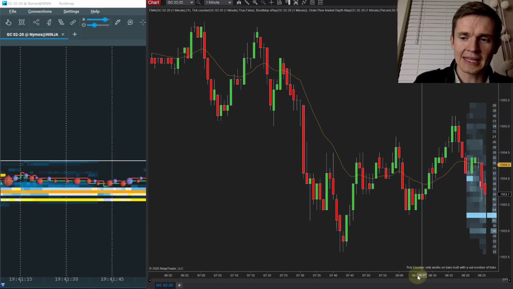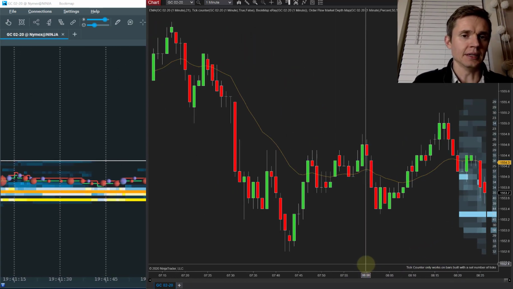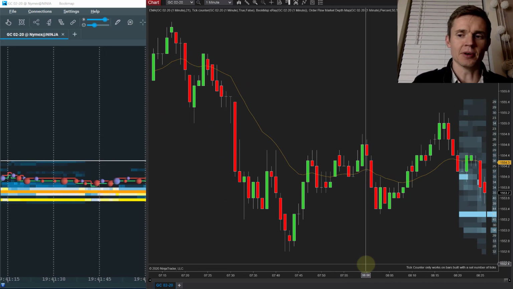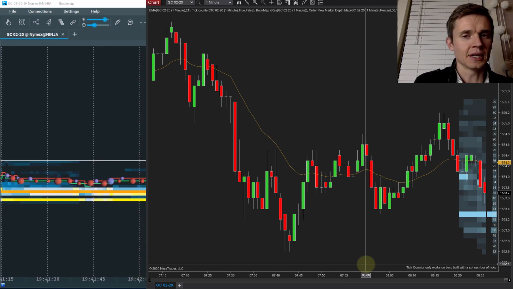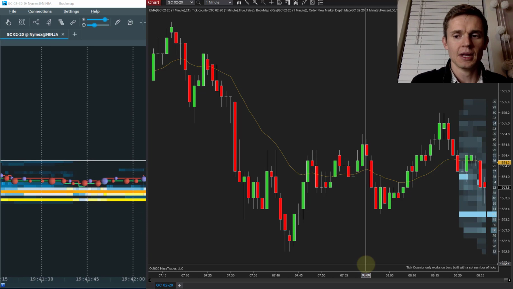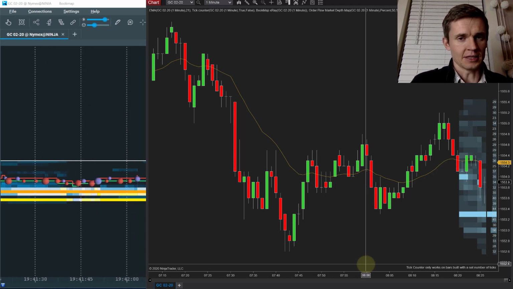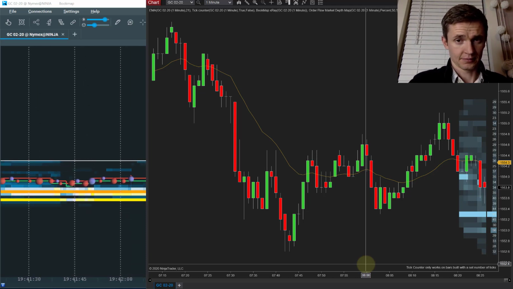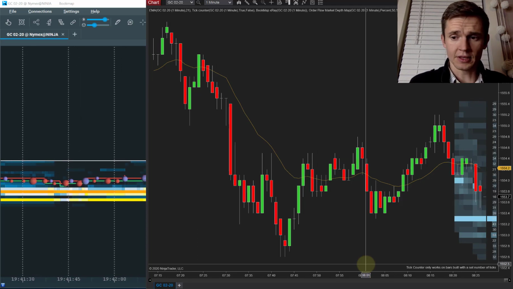This is going to be the main limitation of the NinjaTrader order flow depth map. It's super cool, and it's going to give you some information you've never seen before, but it is limited because all it does is give you the limit book.